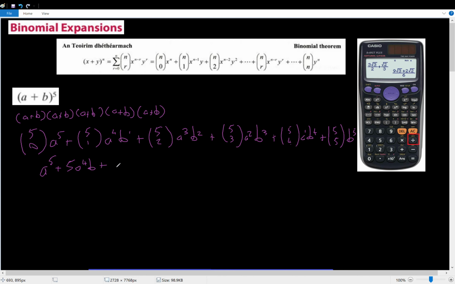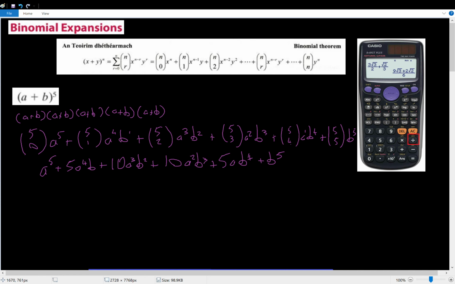Then 5 choose 2 is 10, so we're going to have 10 a to the 3 b to the 2, plus, and then 5 choose 3 is actually the same, it's also going to be 10, so we're going to have 10, and this time it's going to be a squared b cubed, plus, and then 5 choose 4 is 5, so we have 5 a b to the 4, and at the very end 5 choose 5 is just 1, so it's going to have b to the 5 at the very end.